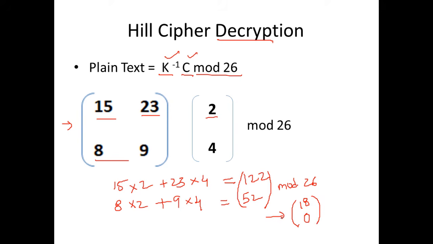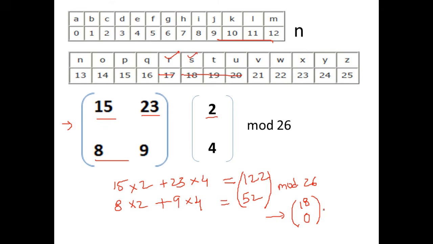So we have attained a result. We have to go to this table and find the alphabet equivalent for 18. For 18, the alphabet equivalent is S. For 0, what is the equivalent alphabet? It is A. So we have achieved our first pair of plain text message.